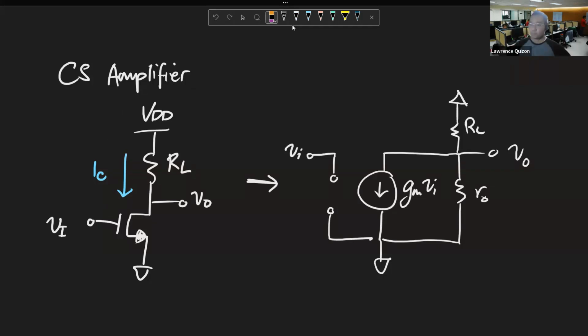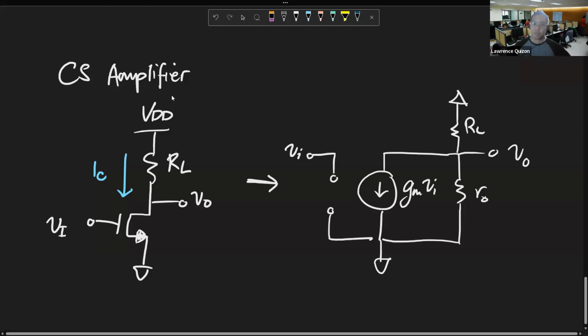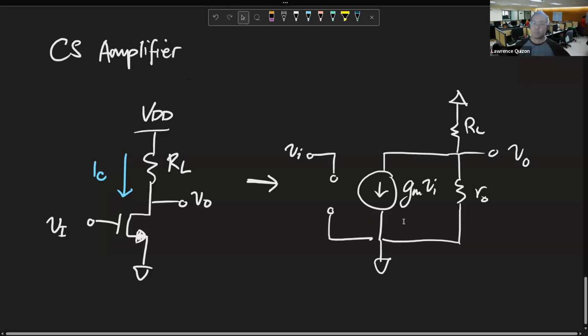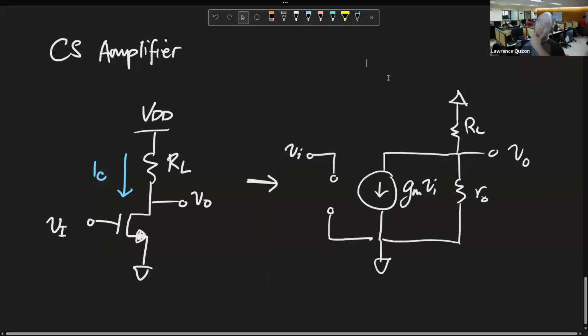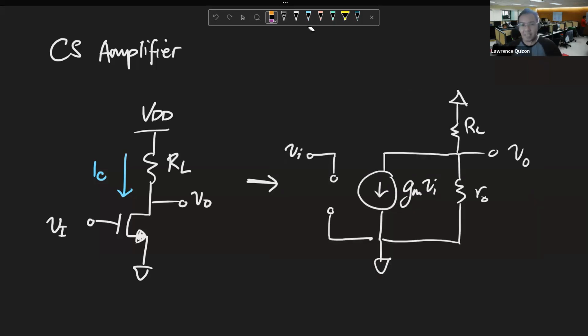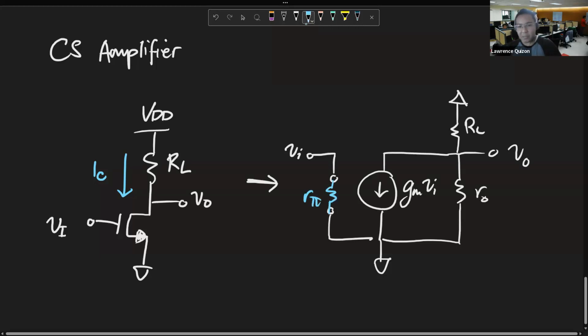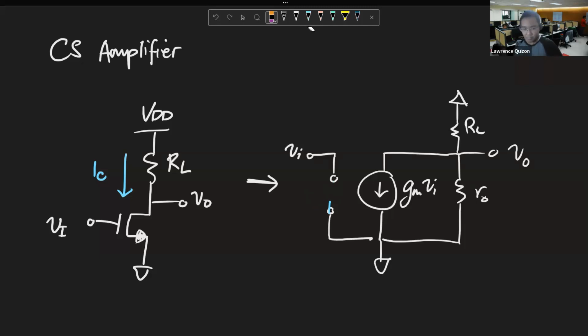Voila. The CS amplifier small signal equivalent. You might say, I've seen this before. Yes, you have. It's the exact same thing as it was for the CE amplifier. It's just that we don't have r pi for this one, because r pi is infinity here.